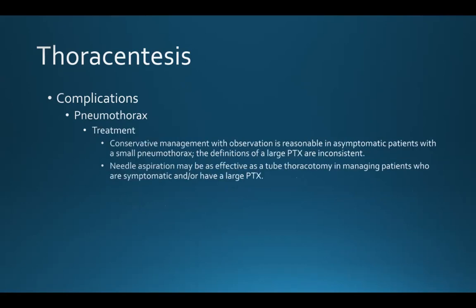Once a patient is found to have a pneumothorax, conservative management is often reasonable, especially in asymptomatic patients with a small pneumothorax. If you're going to treat, a needle aspiration may be as effective as placing a chest tube in managing patients who have symptomatic or a large pneumothorax.